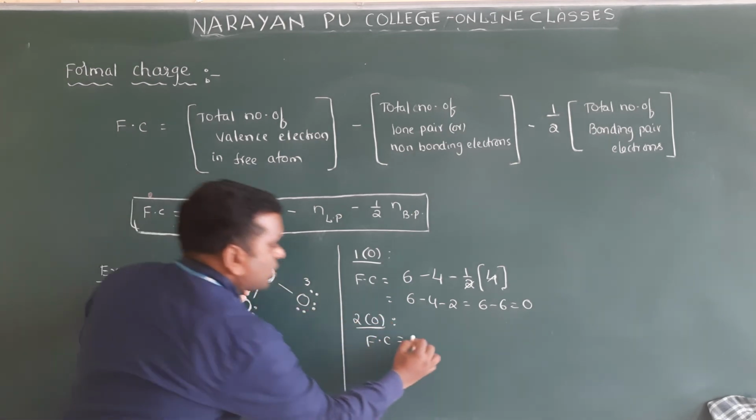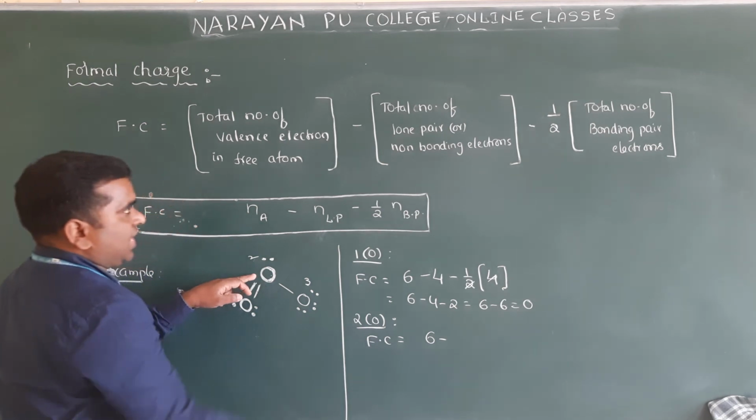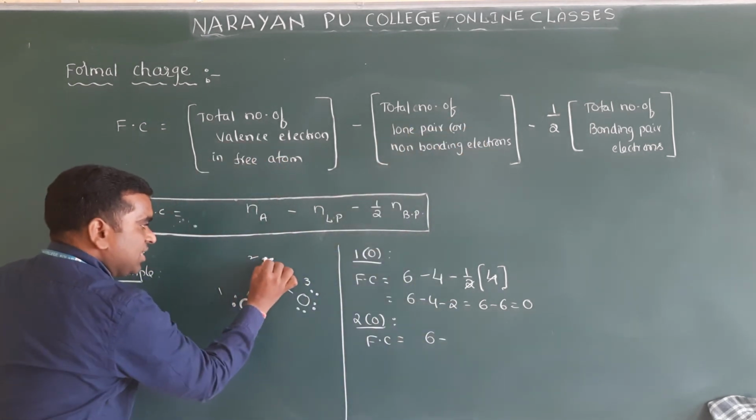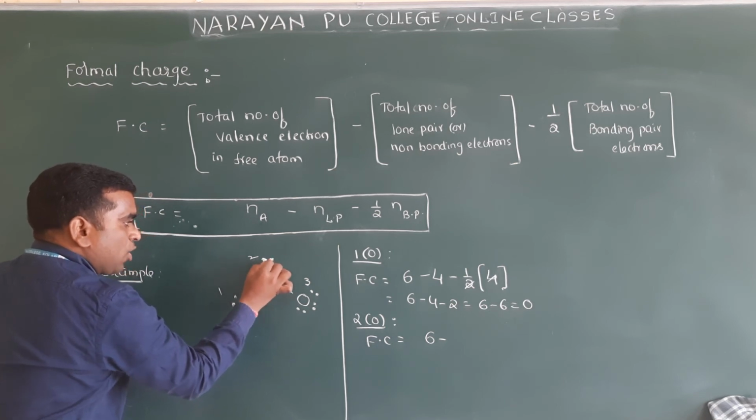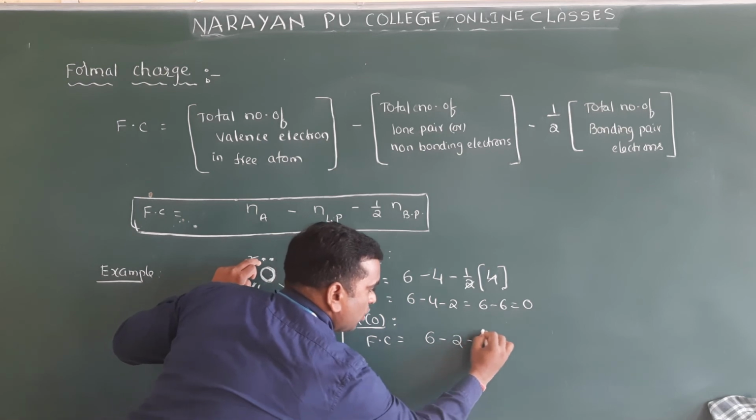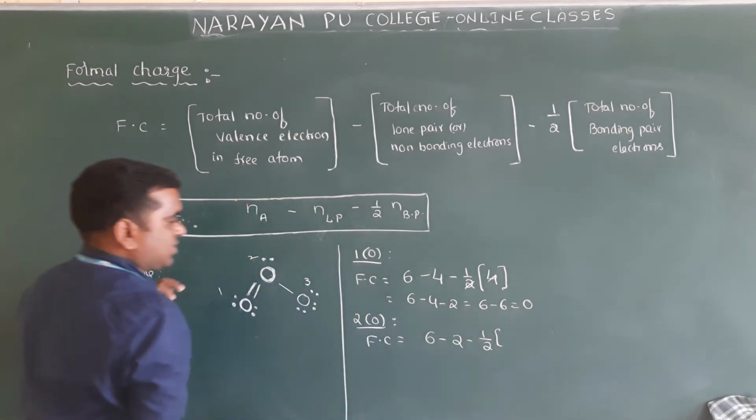So what is the valence electrons for oxygen here? 6 minus the total number of lone pair or non-bonding electrons. This is a lone pair of electrons, non-bonding, not participating in the bonding. So how many electrons are there? 2, minus 1 by 2 of the bond pair electrons.